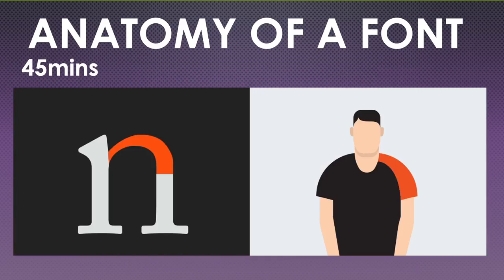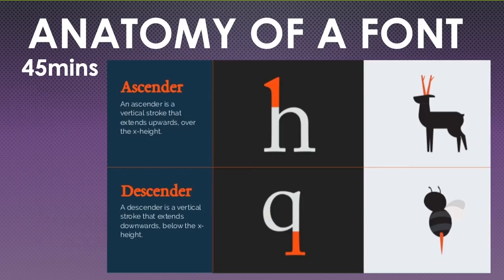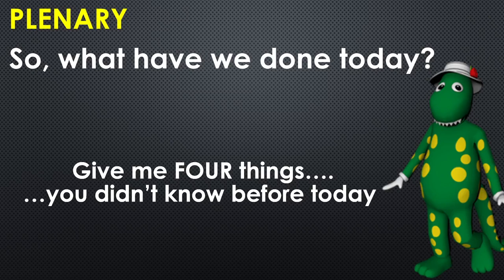For N, something like this, showing where the upper bowl lies. It looks like a shoulder. You could do an illustration like this, or something like for ascenders and descenders. You could do maybe something like this. So an ascender is a vertical stroke that extends upwards over the x-height. And then you might want to show your illustrations showing the letter on one side and then a brief illustration to illustrate your point on the other side.